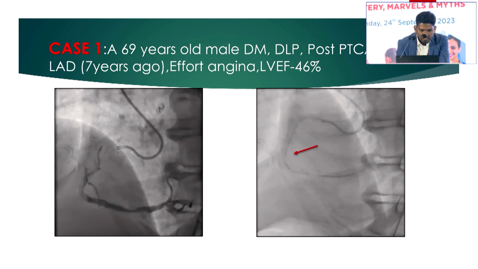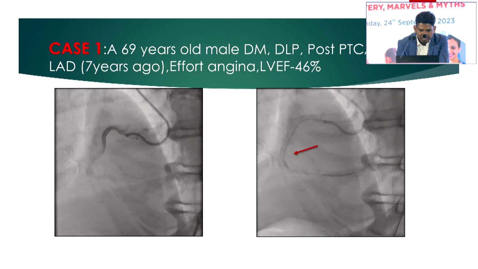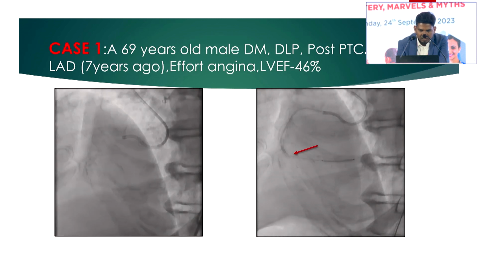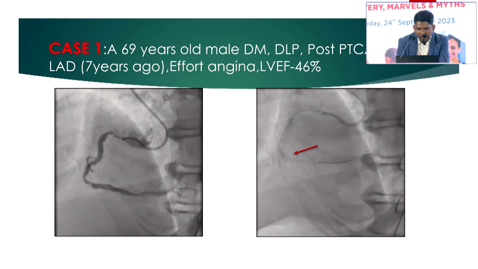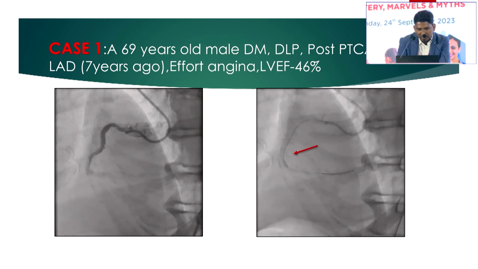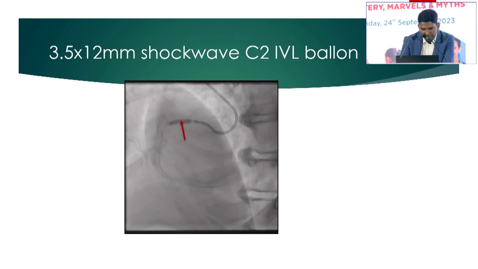So what we did initially, we did PTCA to the distal two lesions. We used a guideliner because it was very tortuous and a very tight calcium lesion. We couldn't take the balloon and stent initially, so we took the guideliner and then we took the stent. We deployed 2 stents in the mid and distal.